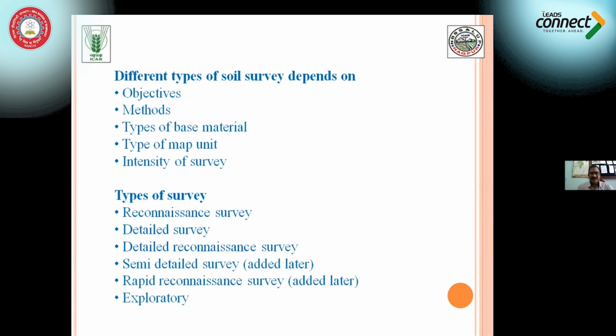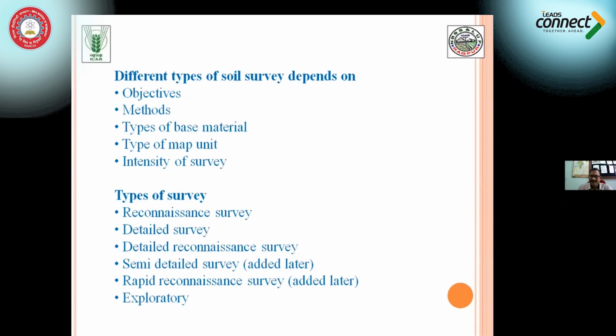Basically, there are several types of soil survey: reconnaissance soil survey, detailed soil survey, detailed reconnaissance soil survey, semi-detailed survey, rapid reconnaissance survey, and exploratory survey. The methodology of survey is the same, but the material required, the number of observations, and the frequency of observation, as well as the purpose, decide the type of survey. Such as, the reconnaissance soil surveys are taken for large areas, whereas the detailed soil surveys are taken for priority areas. For this purpose, the scale of soil survey is most important.